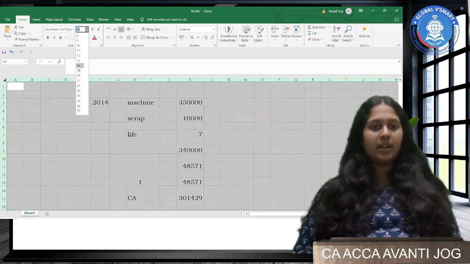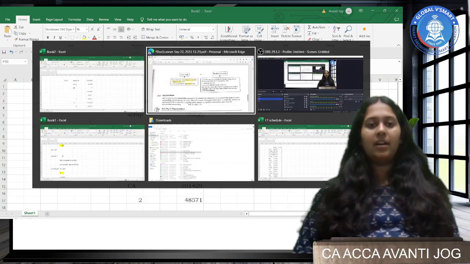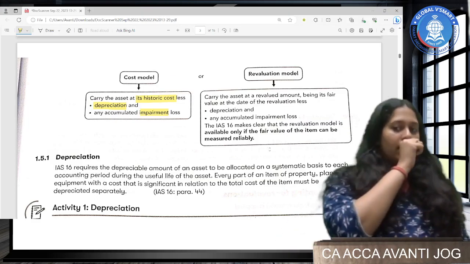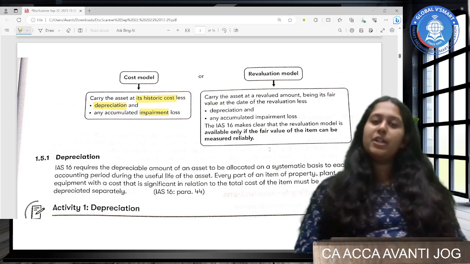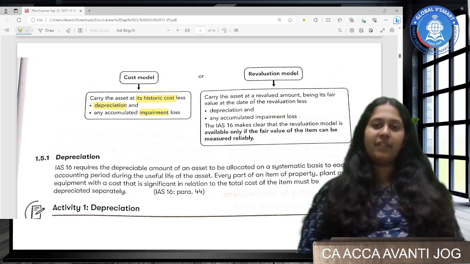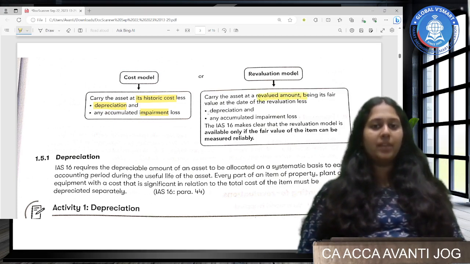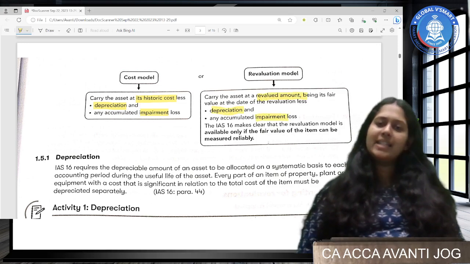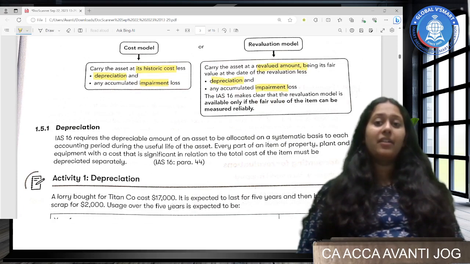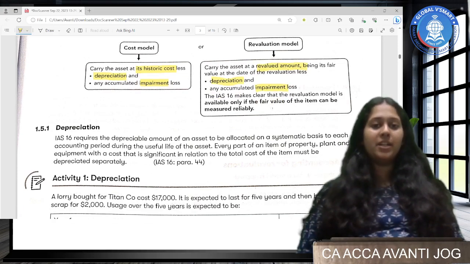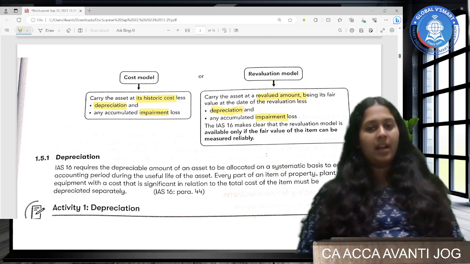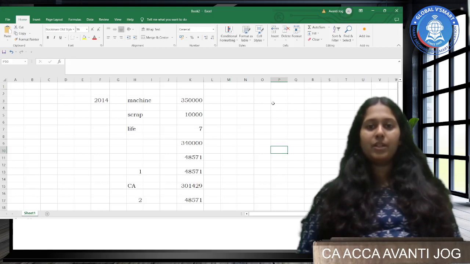Now I'll help you to understand how do we do the revaluation model. Revaluation model is where the asset is revalued at the market value on that date, whatever is the fair value. From it, we deduct depreciation and we deduct impairment losses. IAS 16 makes clear that only when we can measure fair value reliably, we can use this method. Otherwise, we have to get back to the cost method. So how does a revaluation method work?